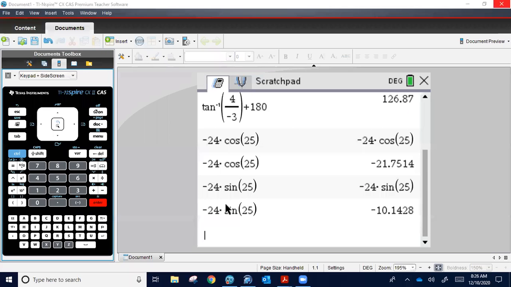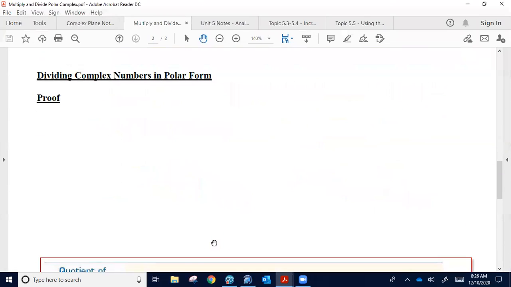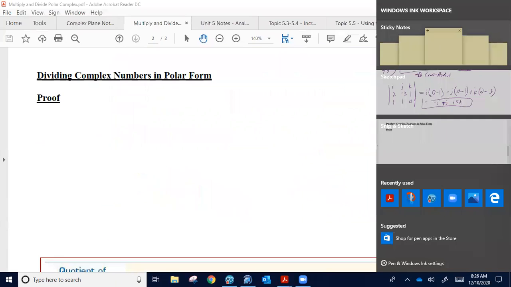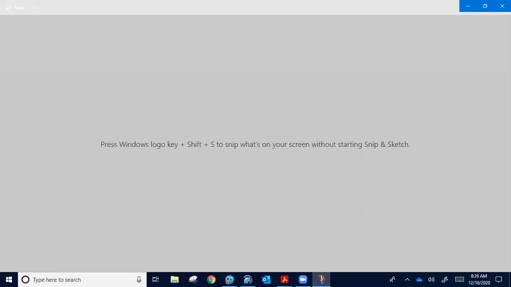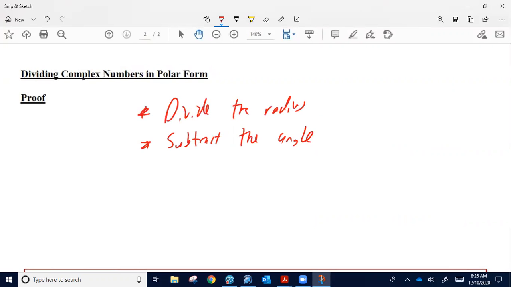And finally, if you want to divide polar complex numbers, the shortcut, cutting to the chase, would be divide the radius and subtract the angles. Divide the radius, subtract the angles.